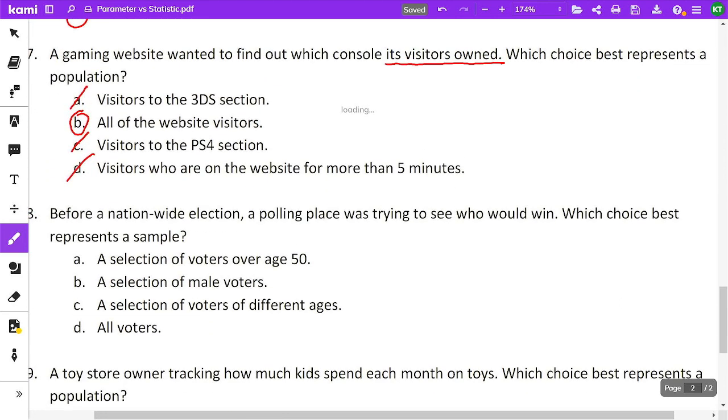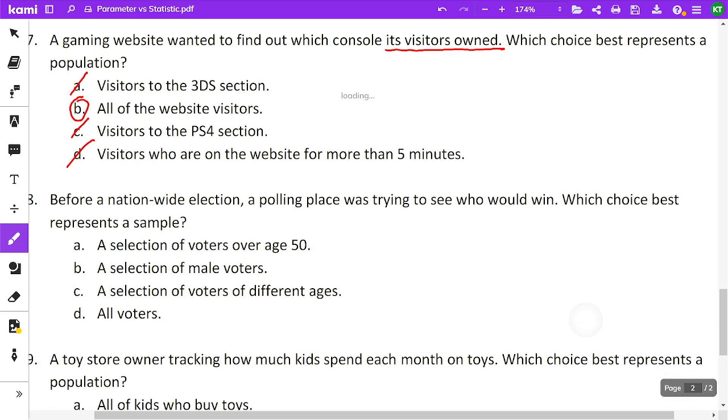All right, next one we have before a nationwide election, a polling place was trying to see who would win. Which choice best represents a sample? So again, we're not trying to look at every single voter here, so D would not work. And then again, kind of like the one about the album question, we're not going to be restricting ourselves to only male voters this time or restricting ourselves to people over the age of 50. We want to get a good selection of voters, different ages, without having to ask every single voter. So C would be our answer choice for this one.